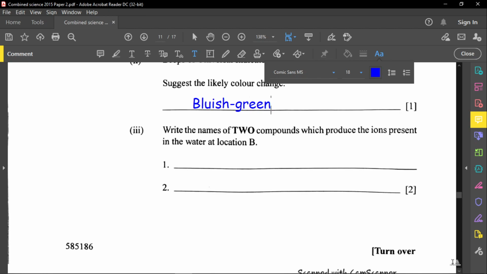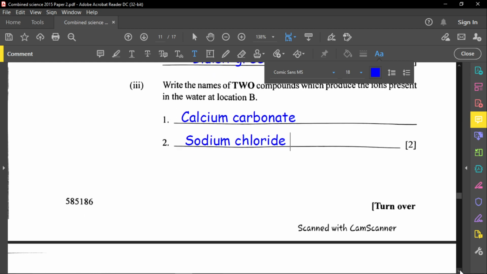And so what can produce the calcium ion could be limestone, which is calcium carbonate. Okay, so calcium carbonate. All right, and what could produce sodium could be sodium chloride, which is salt. Okay, so sodium chloride could be a salt right here. Okay, all right, so those are 2 things right there. So great.